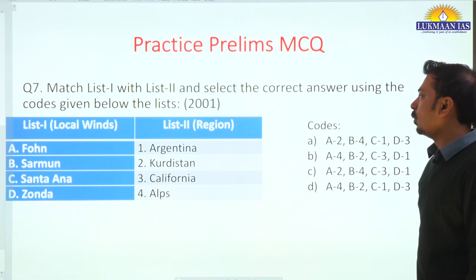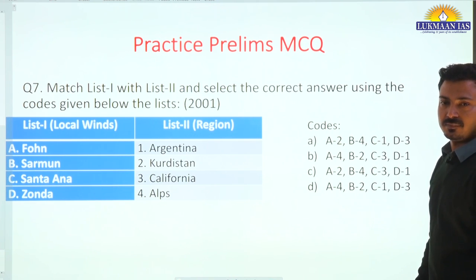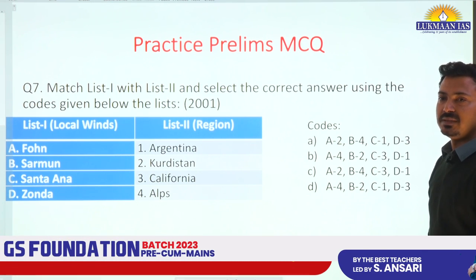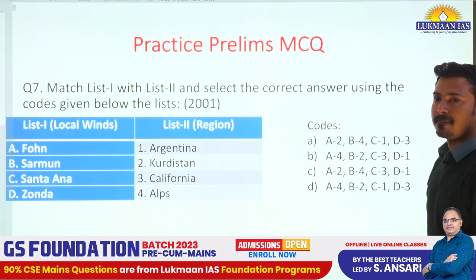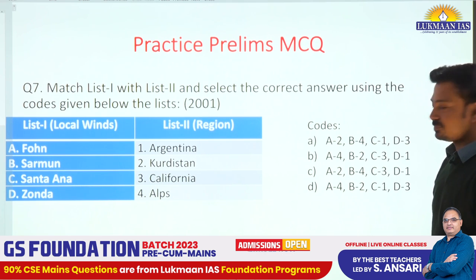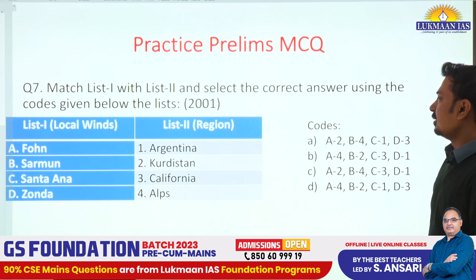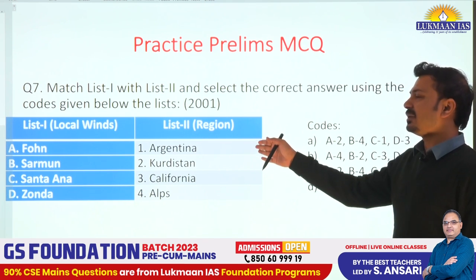Now look at this, local winds and the regions. Local winds and the regions. B or D? Yes. Fawn, it's not in Argentina, right?